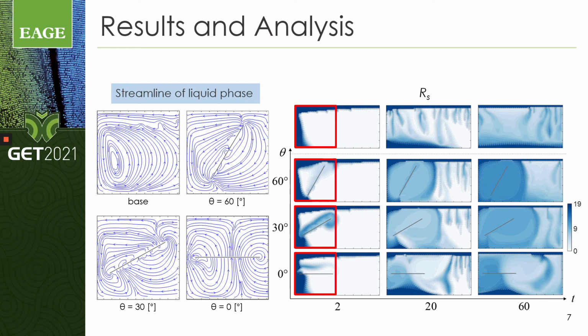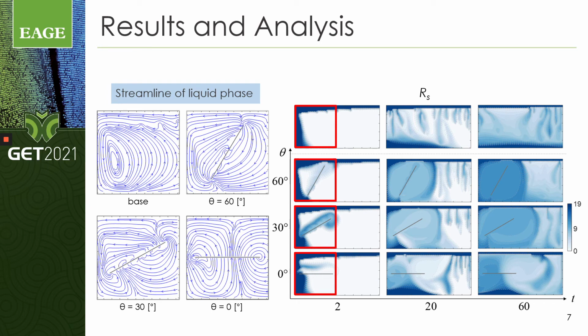To examine the development of such enhancement, we depict the streamline distribution of the liquid phase in the left half of the domain at t equals 2, which means 2 times the injection period. As shown in the base case, the liquid phase generates a circulation of flow over the domain. However, the presence of the inclined fracture, with inclination angles of 30 and 60 degrees, breaks such circulation by providing a preferential pathway for the upward migration of brine. As a result, a local circulation is formed near the fracture.